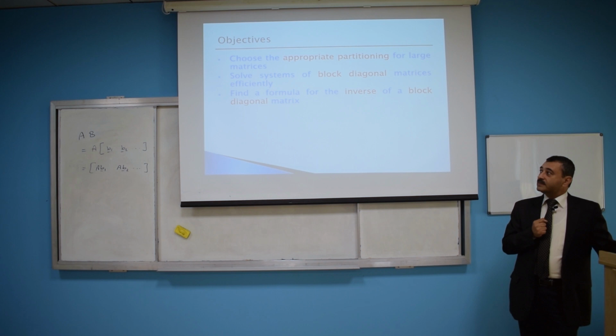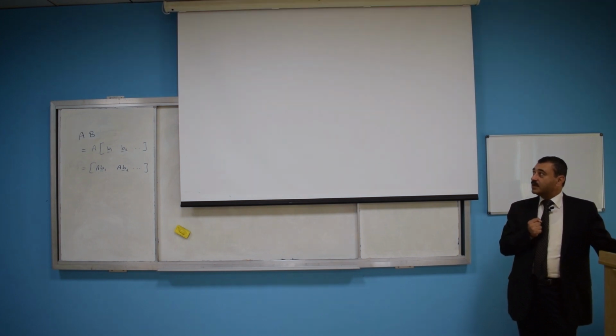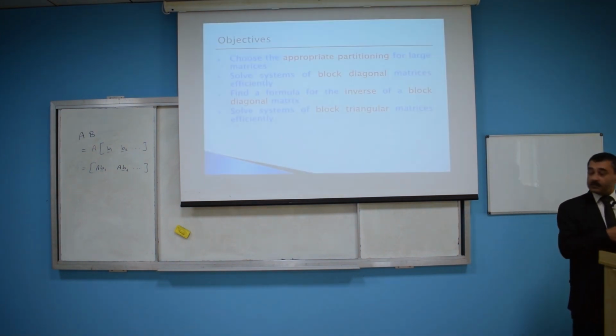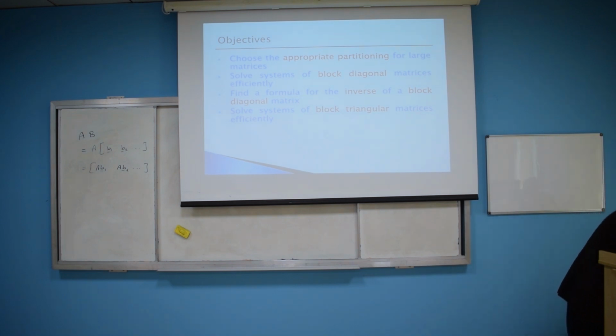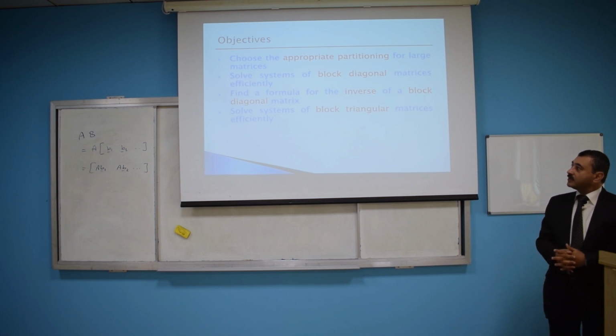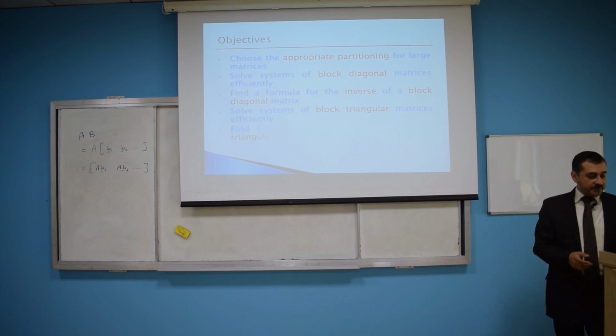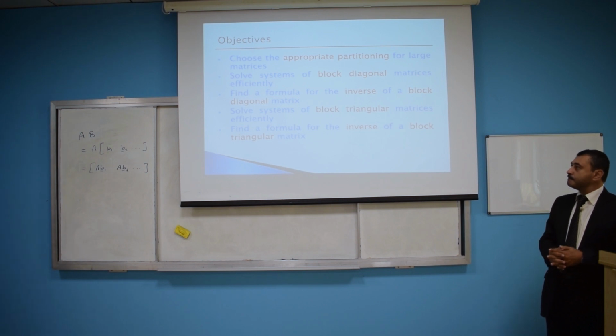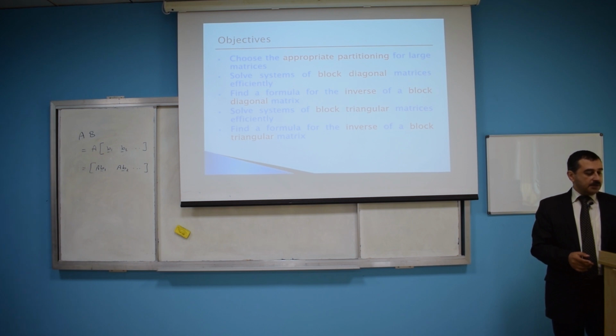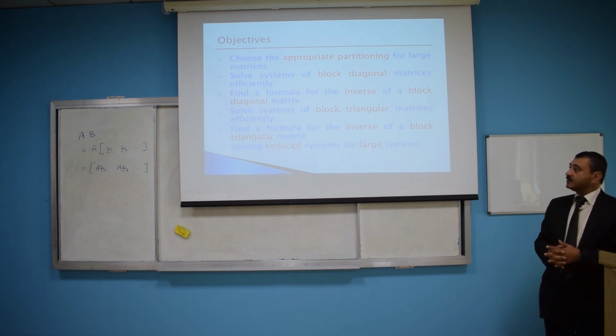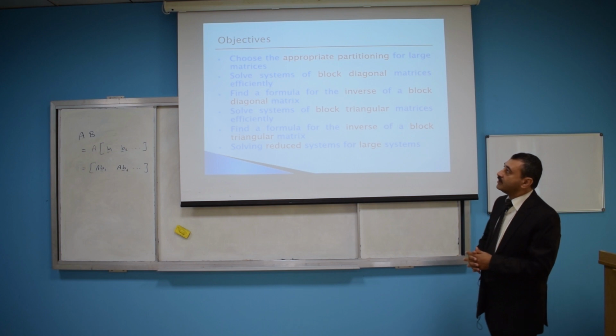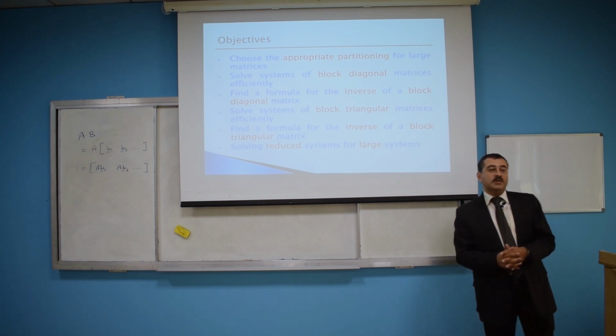system if the coefficient matrix is structured as a block diagonal matrix, and how to find the inverse of the block diagonal. And we have another special case, which is block triangular matrix, and we solve the system a system with block triangular coefficient matrix and find the inverse also for this matrix. And finally, reduce a large system using the partitioning to solve smaller systems.